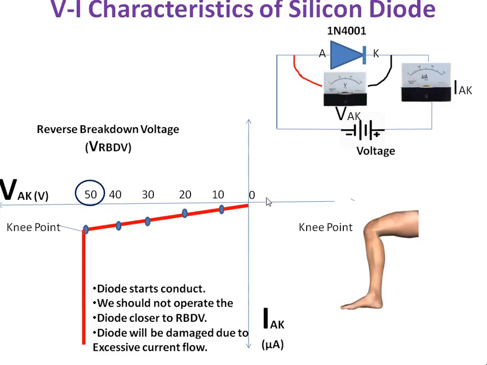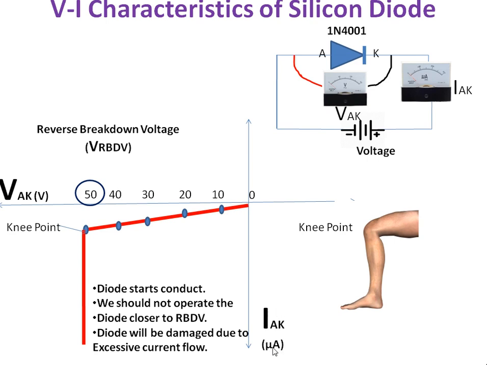Discussed reverse breakdown voltage and the reverse bias characteristics of a PN junction diode. This point is very important. This point is known as the knee point. Now look at the range of the ammeter.